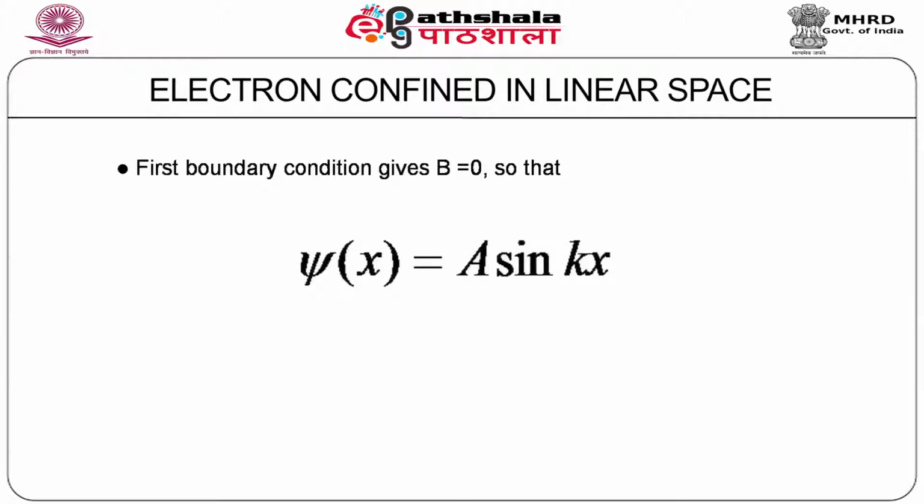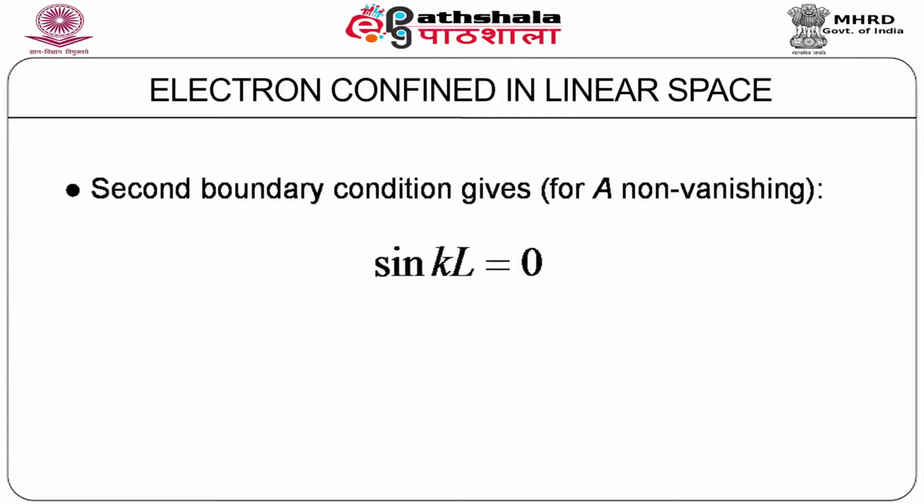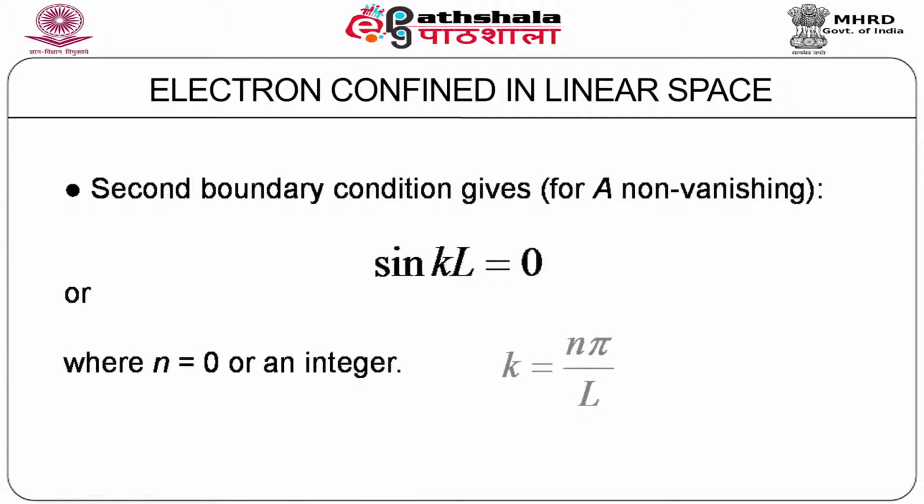So the first boundary condition gives B equal to 0, so that ψ = A sin kx. The second boundary condition gives sin kL equal to 0, that is, at x equal to L this right hand side should be equal to 0, assuming of course that the constant A is non-vanishing. So this gives k equal to nπ/L, where n is 0 or an integer.